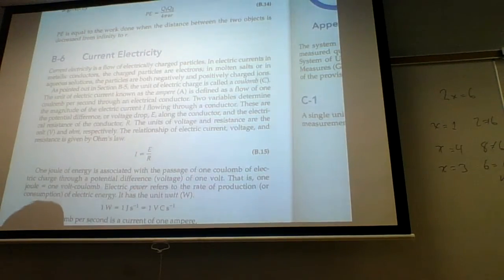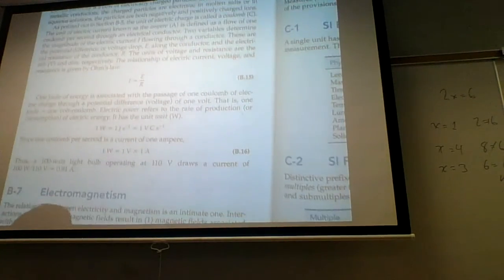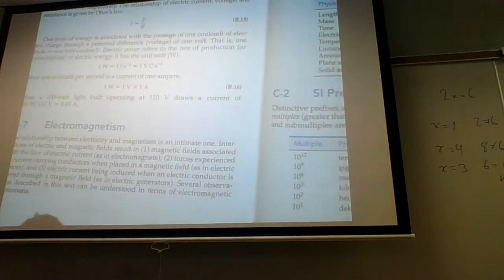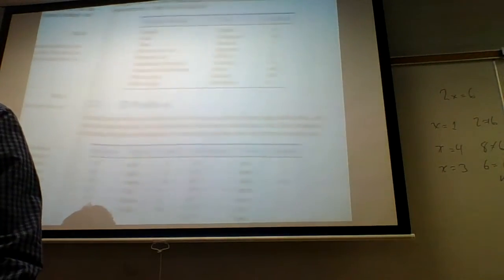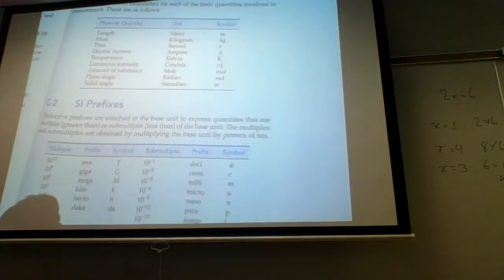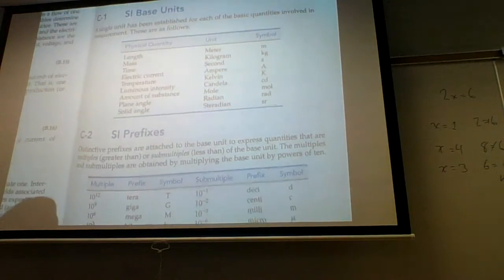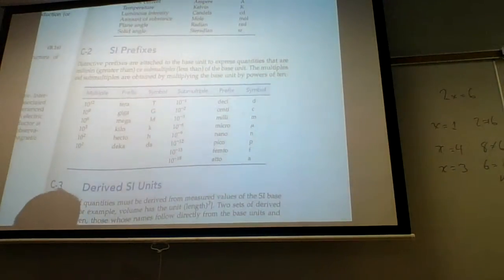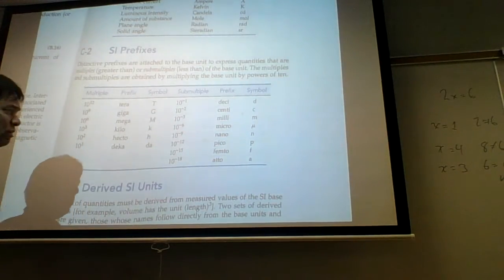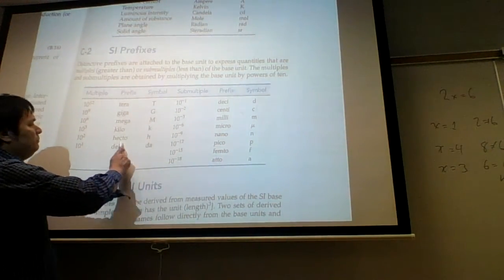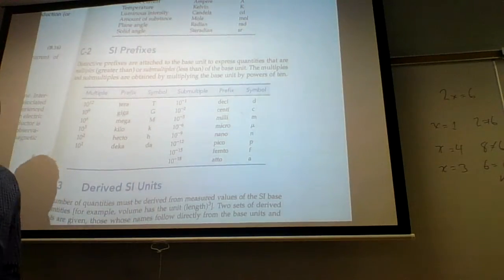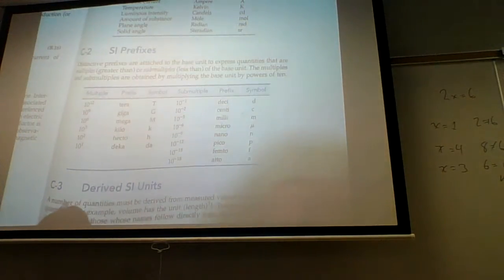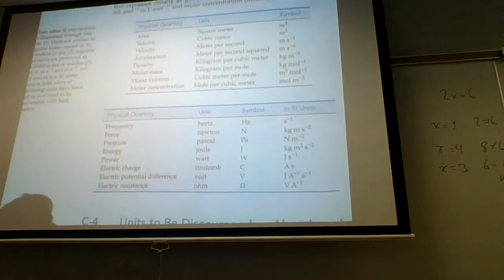We also have current electricity. This is more for Chem 1B. We have electromagnetism, etc. Then we go on to Appendix C. Appendix C are the SI units, or the metric prefixes. So femto, atto, giga, tera. Derived units, which are from the base units.